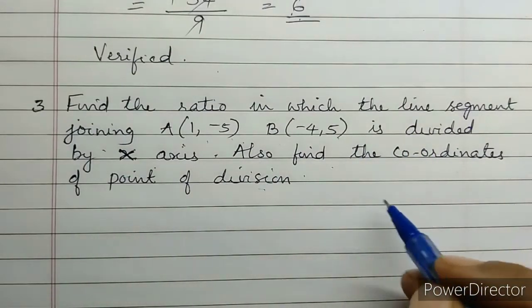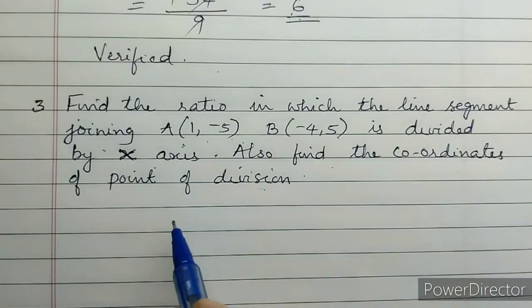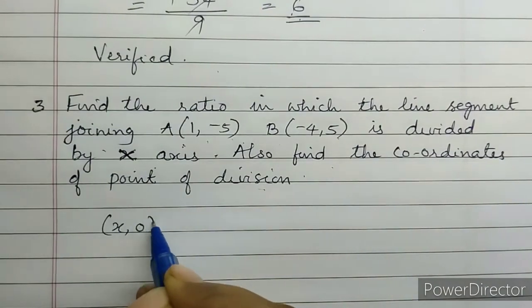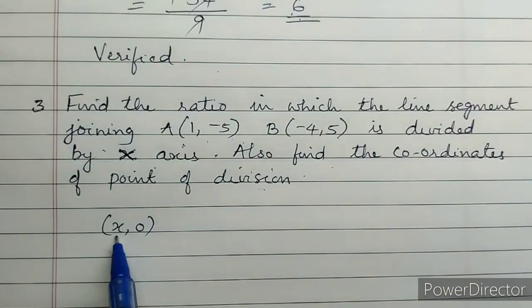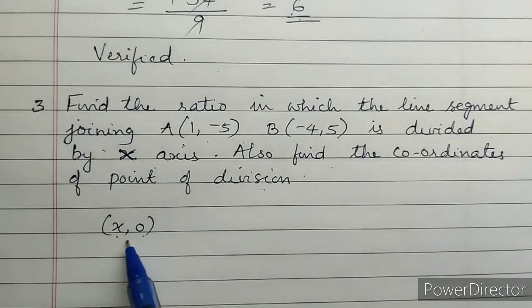So for the x-axis, any point, how will you write it? The previous section I have told you, you have to write it as x0. The x coordinate will be a constant number and the y coordinate will be 0. So this will be the point on the x-axis.